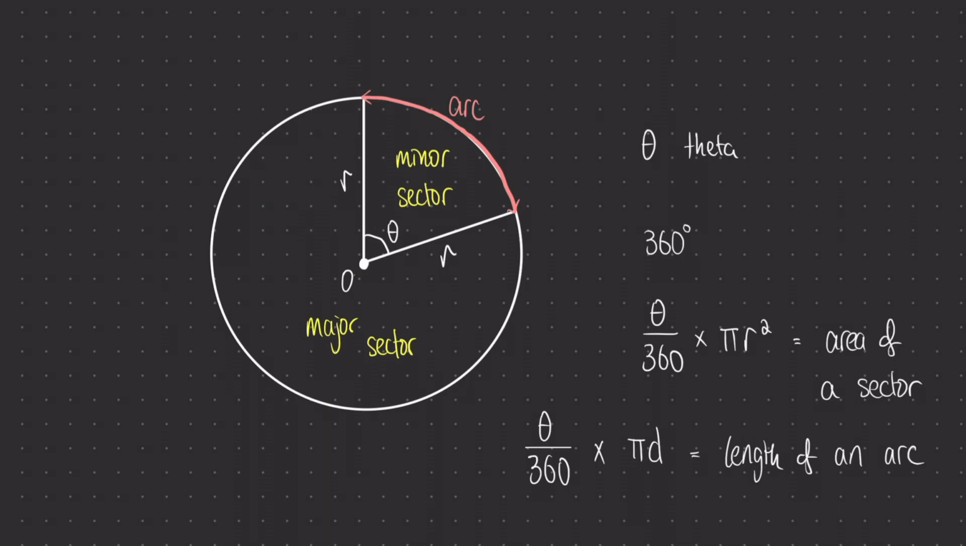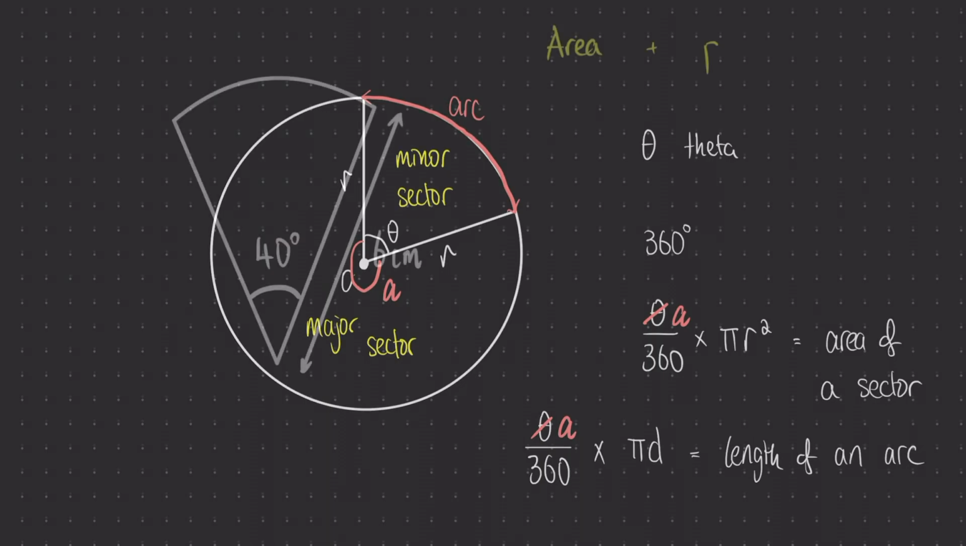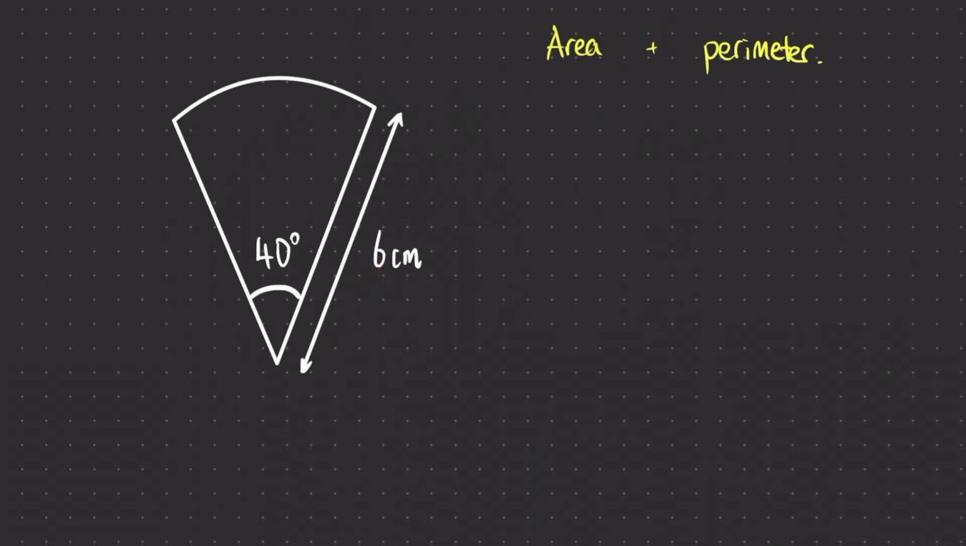Now, of course, if we wanted to calculate the area of the major sector, or the arc that is formed by the major sector, we could have simply found this angle here and used that in our formulae instead of theta. Let's have a look at this example question.